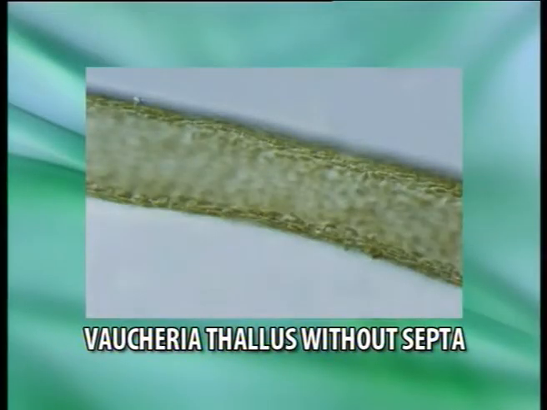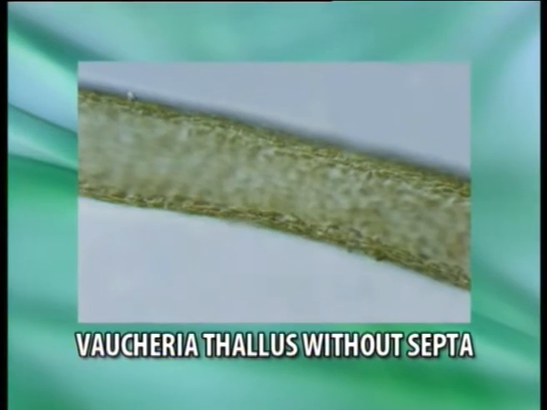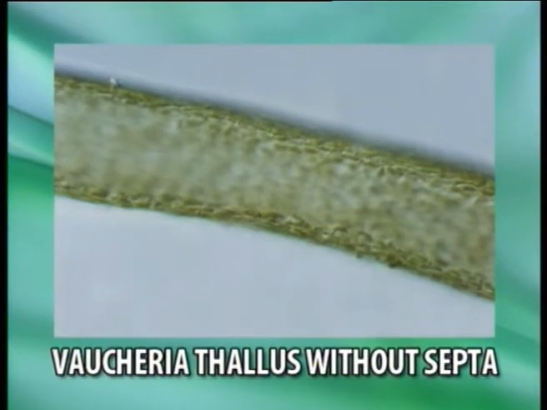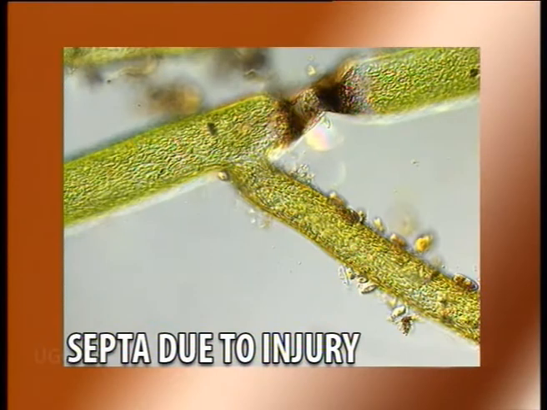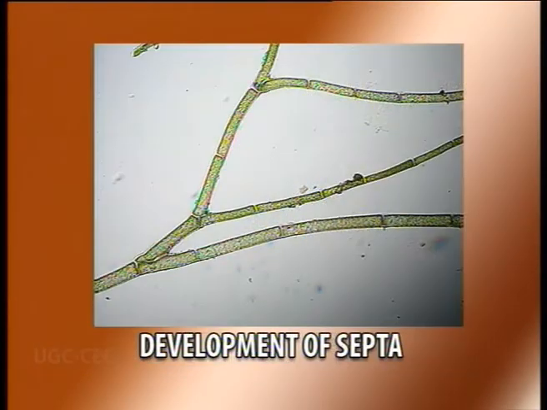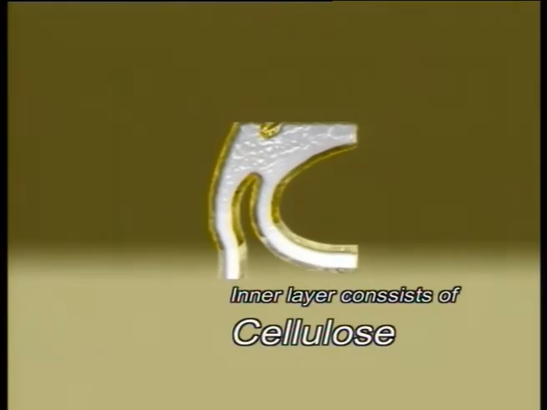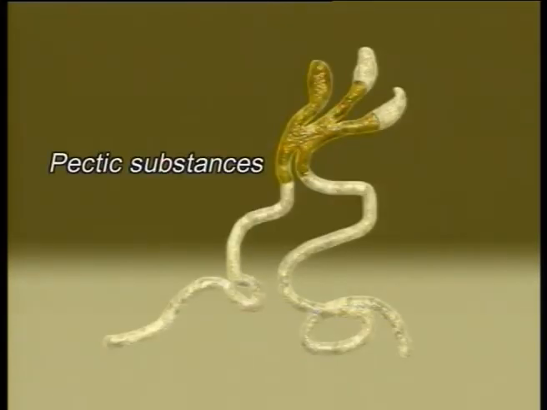The aerial filaments possess monopodial branching and apical growth. As there are no septa or cross walls, the protoplasm is continuous along its entire length. Septa occur only during injury and formation of reproductive structures. The filament is weak, thin and inelastic. It consists of an inner layer of cellulose and an outer layer of pectic substances.